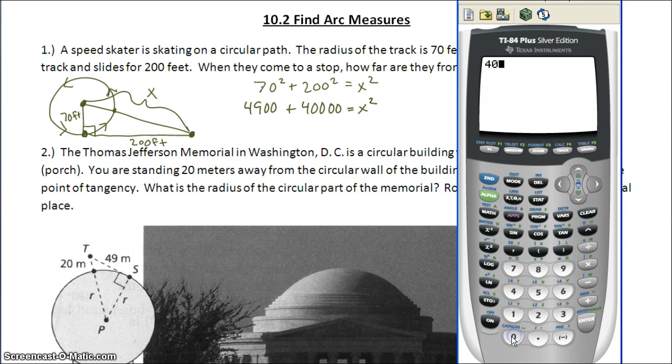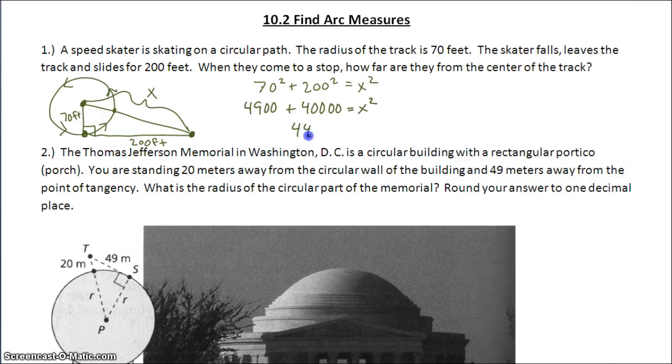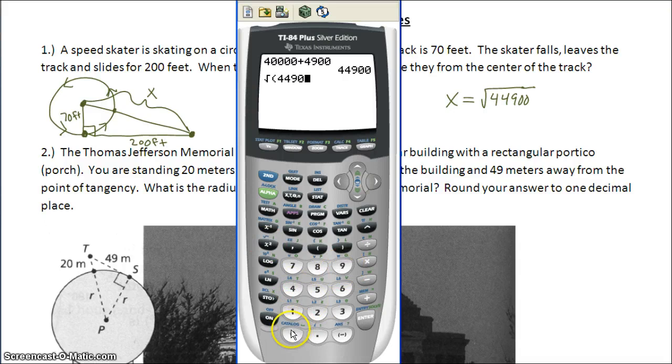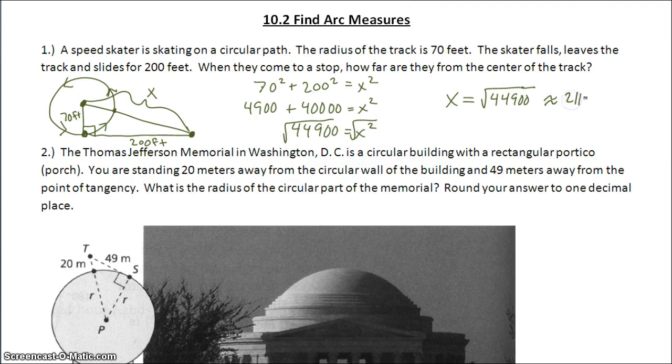I think I have too many zeros in there. There we go. Take the square root of both sides. Now, the square root of 44,900 is irrational. But since I'm dealing with a word problem with feet, I'm going to round my answer to 1 decimal place. I could come up with the exact answer, but for this problem, I want the approximate answer, 211.9 feet. And if you look, that makes sense. If he slid for 200 feet on a 70-foot track, that makes sense that he's about 211.9 feet away from the center.